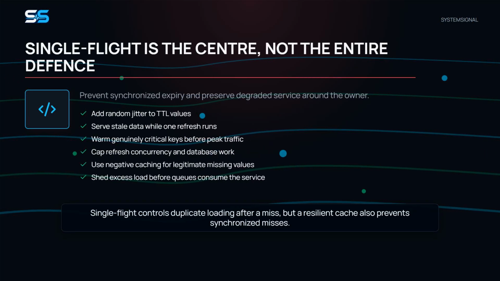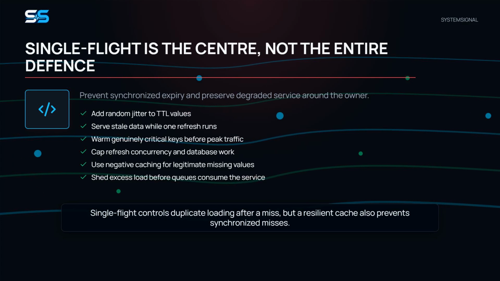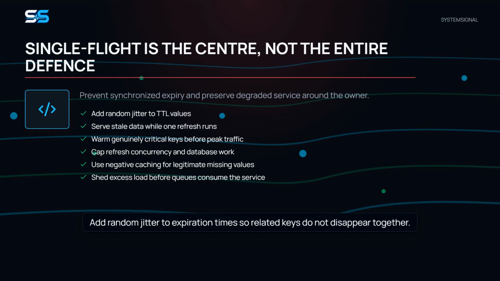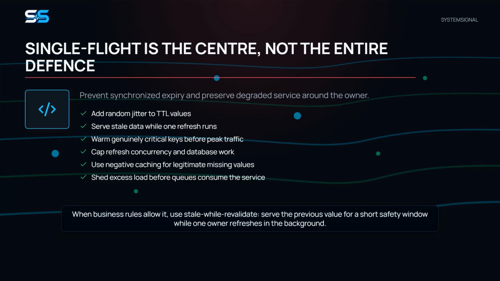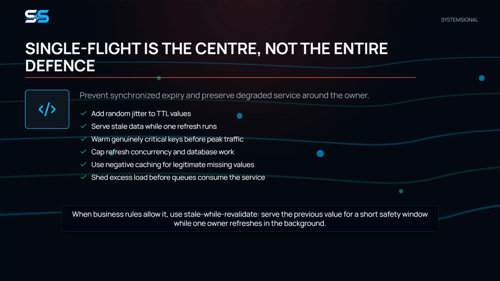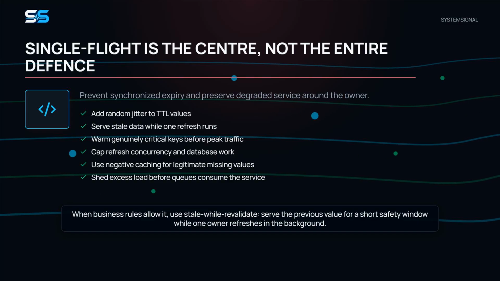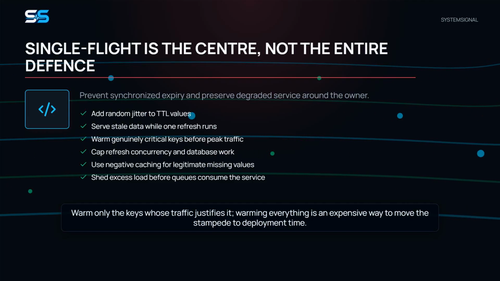Single flight controls duplicate loading after a miss, but a resilient cache also prevents synchronized misses. Add random jitter to expiration times so related keys do not disappear together. When business rules allow it, use stale-while-revalidate. Serve the previous value for a short safety window while one owner refreshes in the background. Warm only the keys whose traffic justifies it. Warming everything is an expensive way to move the stampede to deployment time.